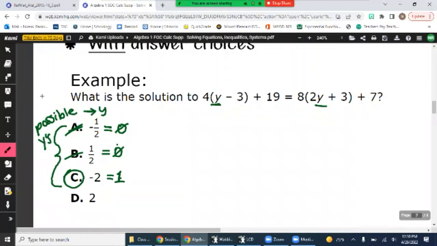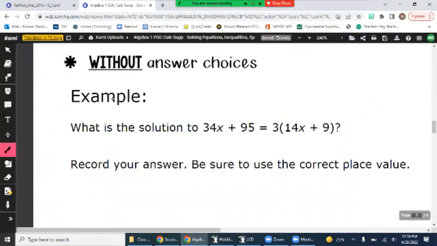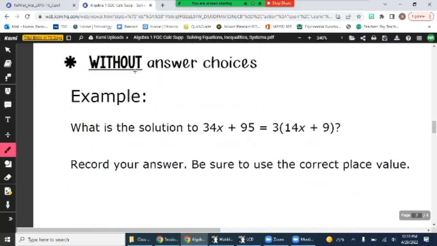All right. The next example is actually right below this. This example, what's wrong with it or what's different about it? You have to find it yourself because what happened? There's no answer choices. So I don't have numbers that I can actually plug in. There's still an easy way to do this. The way that we solve this one also works with the one that we did above.